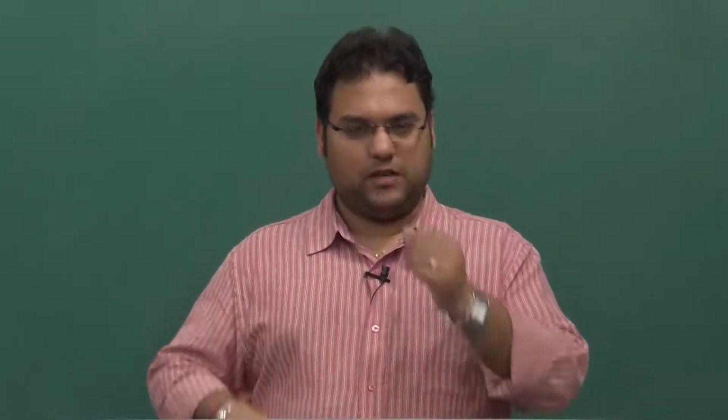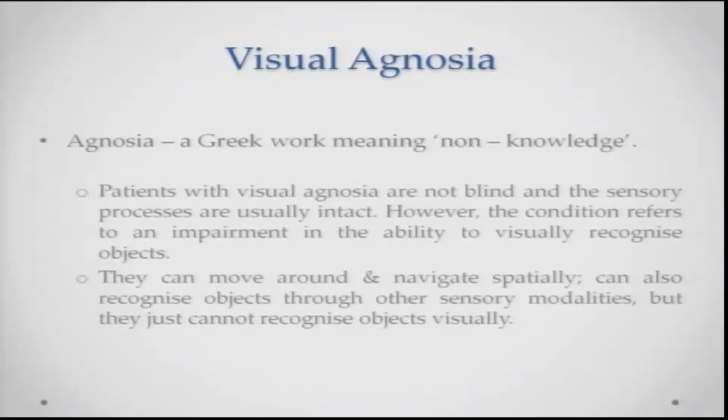Now, let us come to a third disorder, visual agnosia. Agnosia comes from a Greek word. Agnosia means no knowledge. So, visual agnosia is no knowledge visually of something. Patients with visual agnosia are not really blind and the sensory processes are usually intact. However, the condition refers to an impairment in the ability to visually recognize objects. This might also be coming out as a disorder of attention and perception.